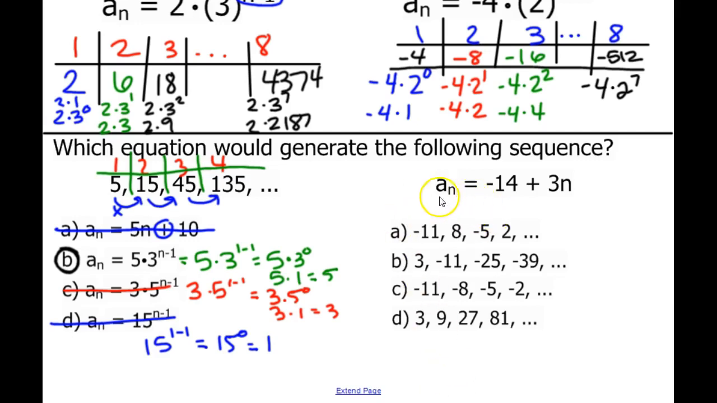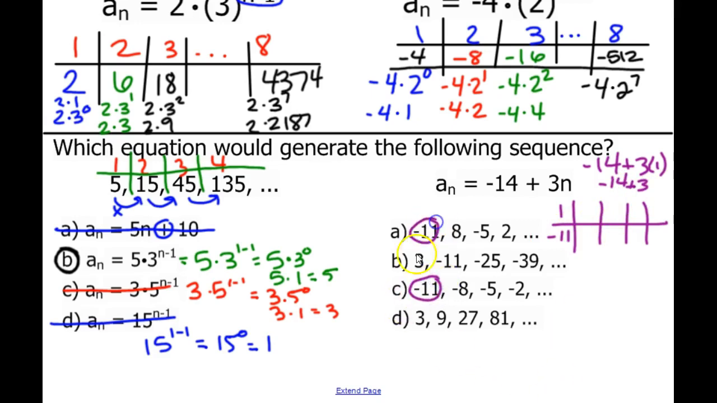Same thing here, but we're given the sequence. What function will this create? So I'm just going to make a table and plug in a 1 first. If I plug in a 1, negative 14 plus 3 times 1, well, 3 times 1 is just 3. So negative 14 plus 3 is negative 11, which matches C and A. So I can eliminate the other two options.